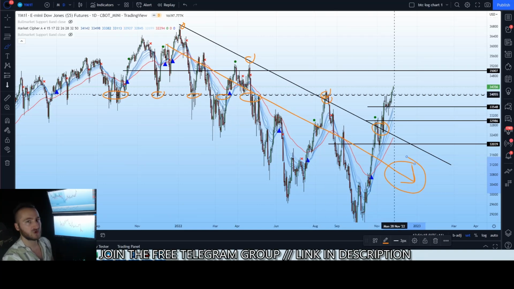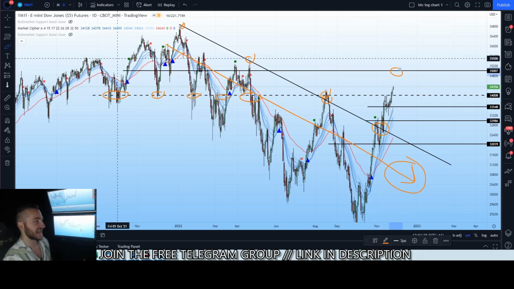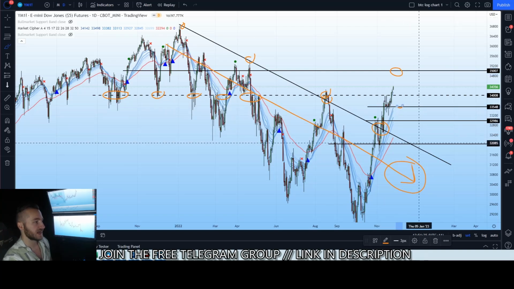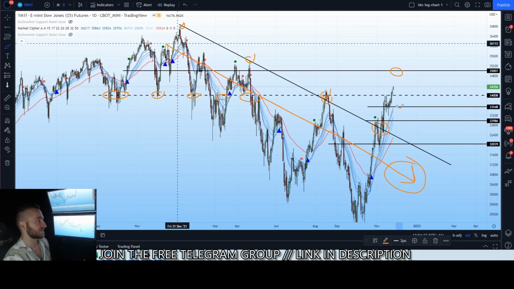We do not form a new strong uptrend unless $35,000 is reclaimed and pushed above. Until then, we can definitely reject in this level and head back down to these levels. We're looking at 335, 332, and potentially even lower. Okay, so keep an eye on that.